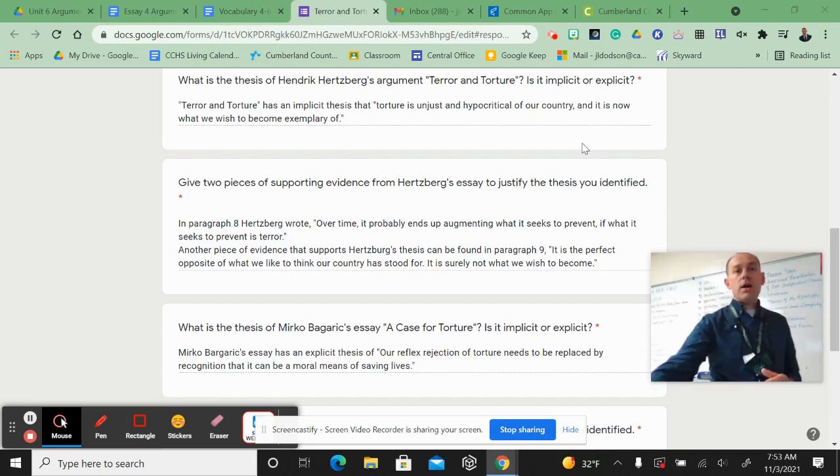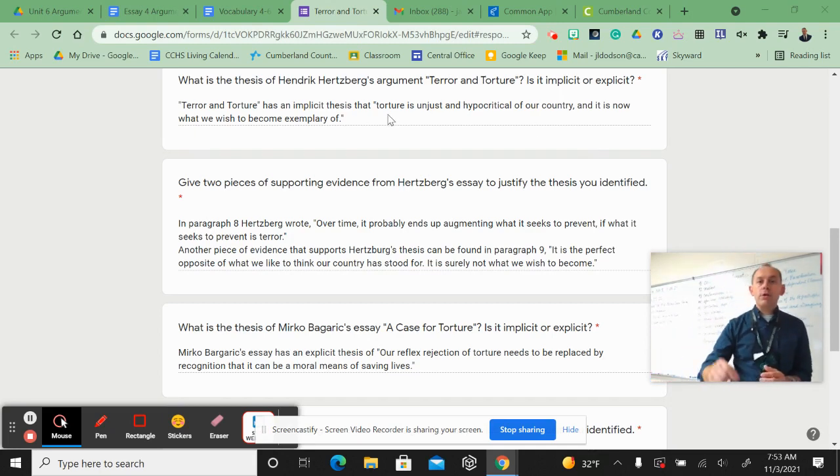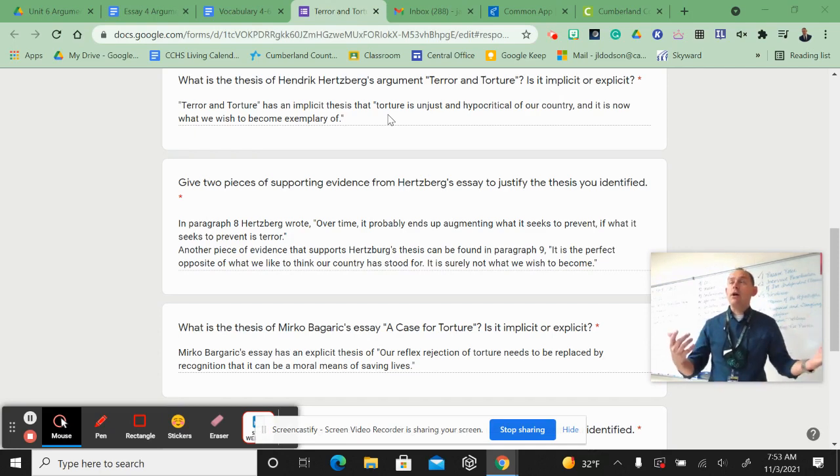And one way that you could describe that thesis is torture is unjust and hypocritical of our country, and it is not what we wish to become exemplary of. So how does the United States use torture? When terrorists were brought into Guantanamo Bay shortly after the attacks of 9/11, what was the justification for torture? Yeah, we needed to gather intelligence.